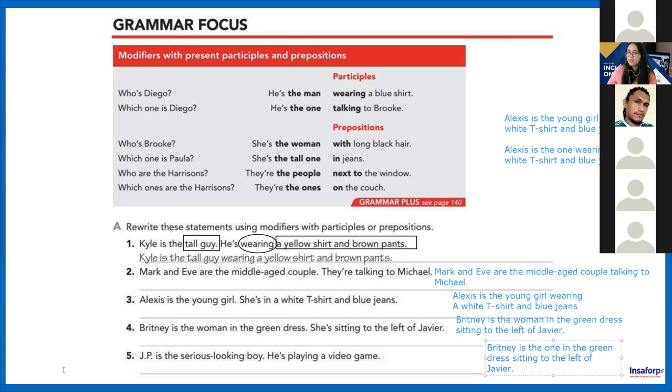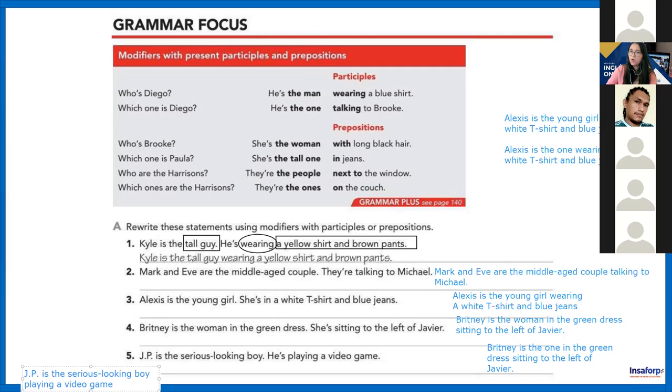Okay, let's do number five. Who wants to do number five? Number five, guys. So number five. JP is the serious looking boy. Right? Playing a video game. Playing a video game, that's right.